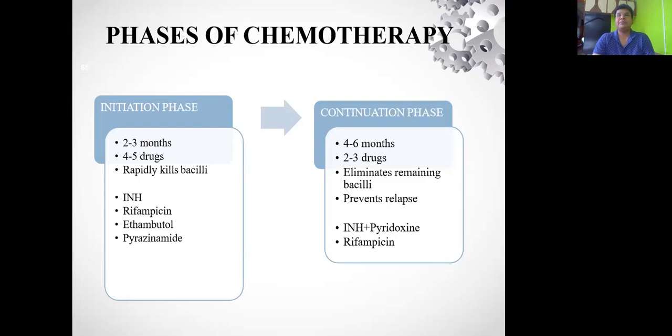Then the maintenance or continuation phase extends from 4 to 6 months with 2 or 3 drugs. That means the initiation phase rapidly kills the bacilli, and the continuation or maintenance phase eliminates the remaining bacilli from the body. This is going to prevent relapse of the disease. So the drugs used are INH, rifampicin, or pyrazinamide. INH or rifampicin are the drugs used very commonly, along with pyridoxine to combat the occurrence of peripheral neuropathy. So these are the phases with respect to chemotherapy of anti-tuberculosis treatment, ATT.